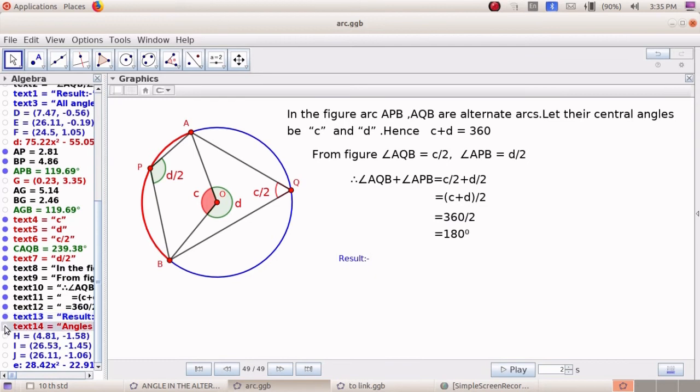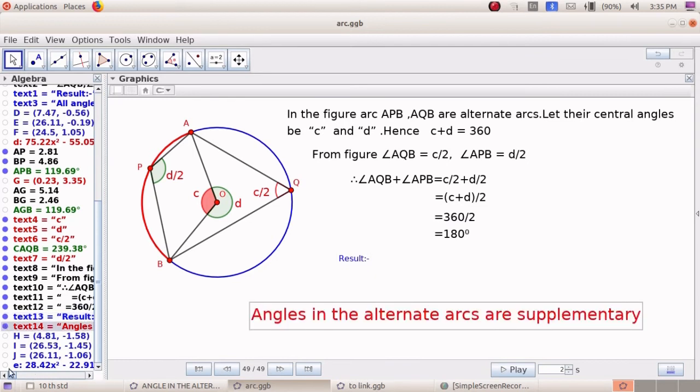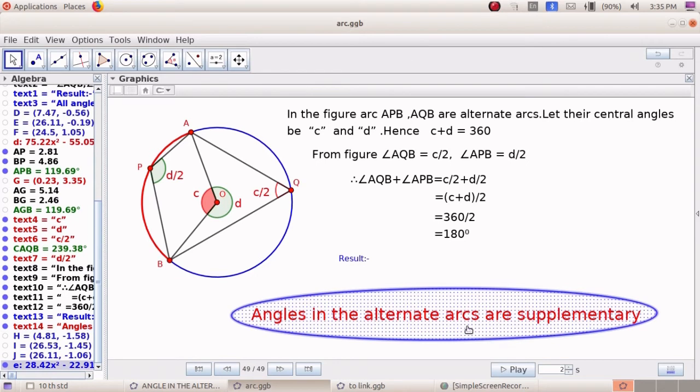Angles in the alternate arcs are supplementary. See, angles in the alternate arcs are supplementary. Here these are angles in the alternate arcs. When APB is considered, this angle is the angle in the alternate arc. When AQB is considered, this angle is the angle in its alternate arc. Therefore when they are added, the sum will be 180 degrees. Therefore angles in the alternate arcs are supplementary.